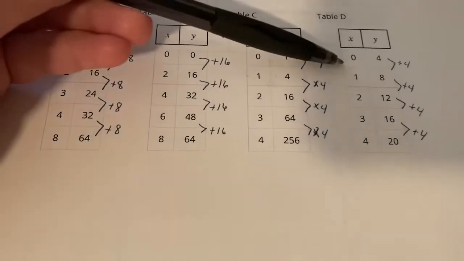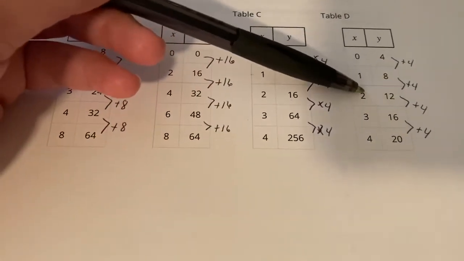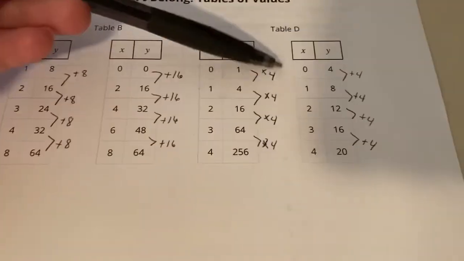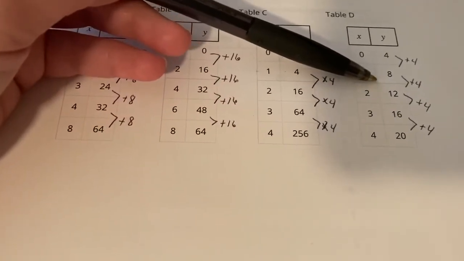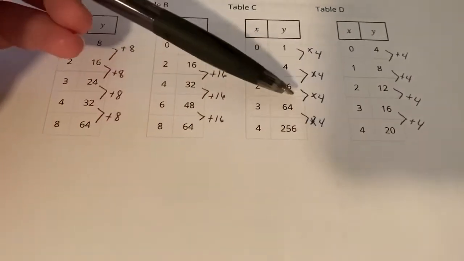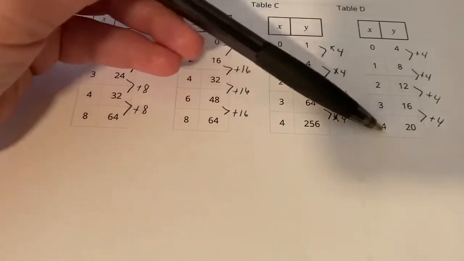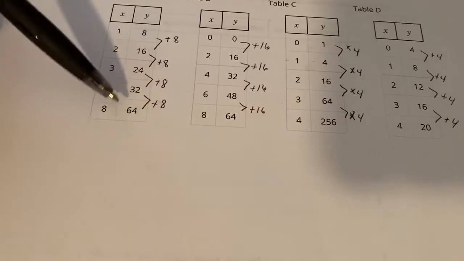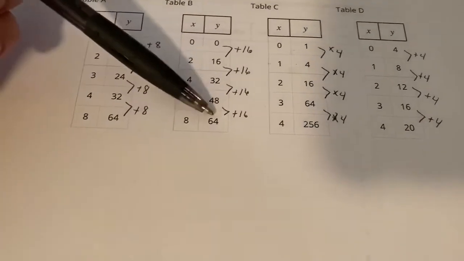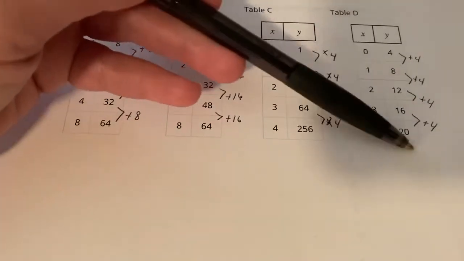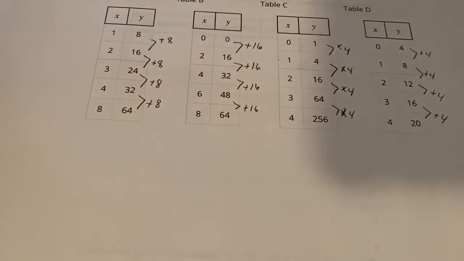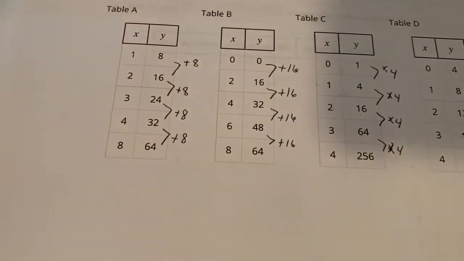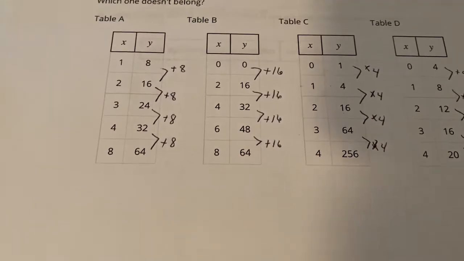Okay, look at the last table. Let's see if we can find a reason for this one. It's the only one that's growing by adding 4 each time. And let's look. This one only goes to 20. These go much larger. It's the only one that doesn't have 64 in the y values. So there's always something that you could try to find that doesn't belong with one of these tables. And it's really neat to be able to find all of the reasons.